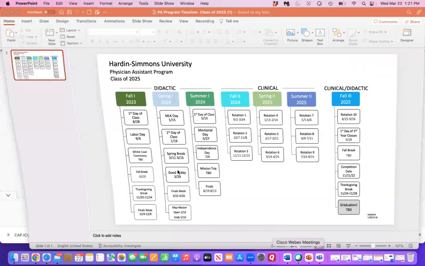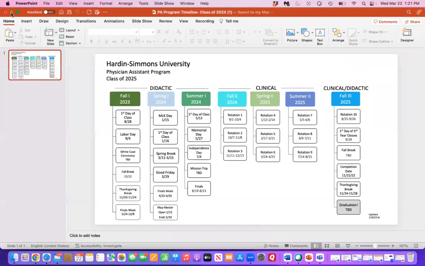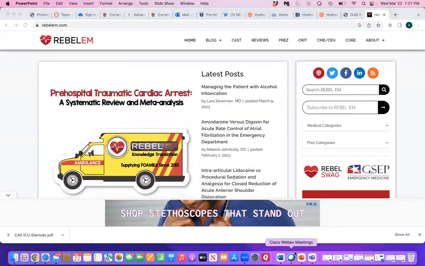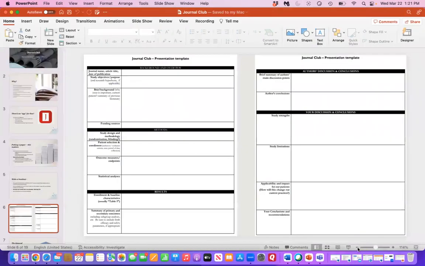So let's get back on track. And nope, that's the Hardin-Simmons class of 2025, which isn't my issue anymore. So, Journal Club right there.